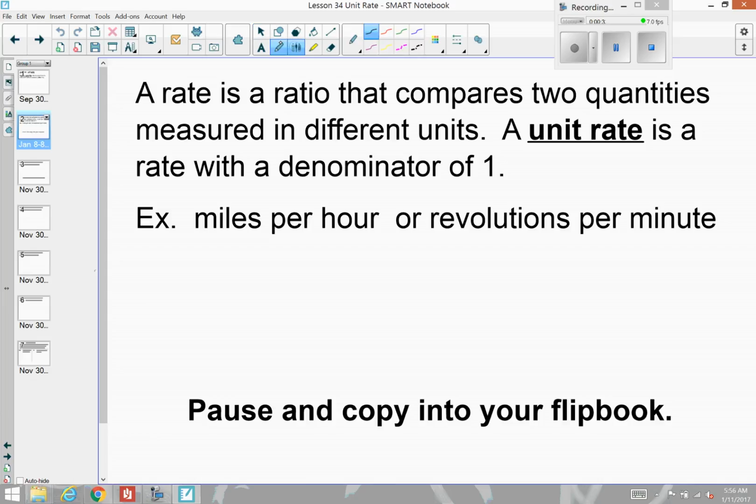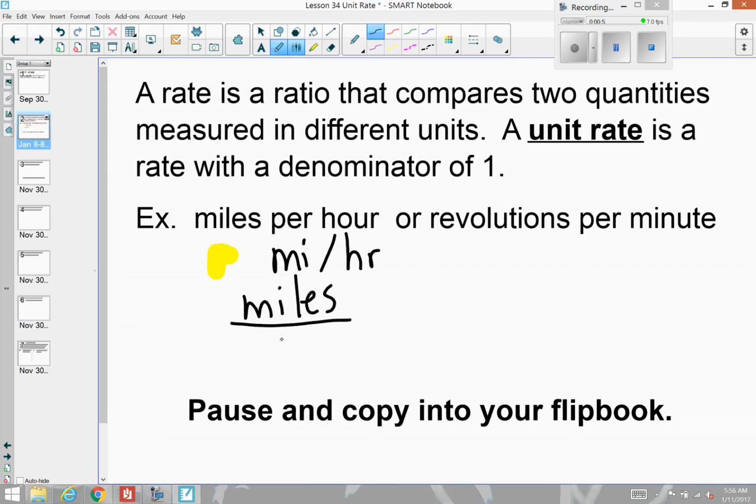So for this example, it says that we have miles per hour or revolutions per minute. Miles per hour might be how fast you're going. Sometimes we see it written like this, miles in our proportion per hour. And then revolutions per minute, how many times you can spin around in 1 minute, do a turn on your bicycle or your skateboard in 1 minute. So revolutions, I'm going to abbreviate, per minute.